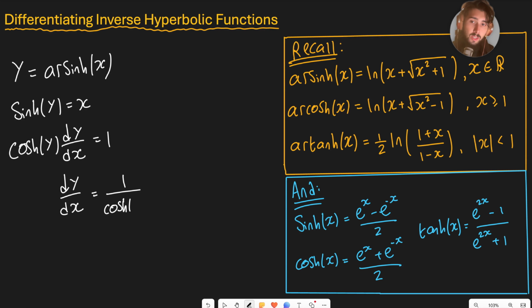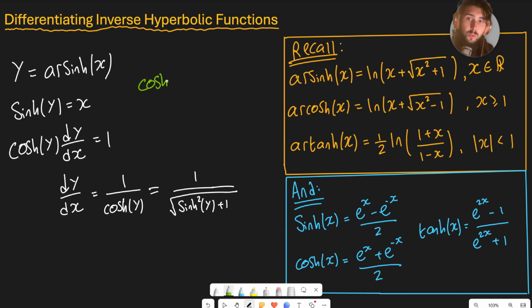to get that dy dx is 1 over cosh y. Now, technically, this is okay, I suppose, but really when we differentiate something, we want it to be a function of x. So what we can do is use this identity involving hyperbolic functions to rewrite cosh y as the square root of sinh squared y plus 1. And I'm going to justify that up here. So cosh squared theta minus sinh squared theta is 1. That's how I'm getting that.